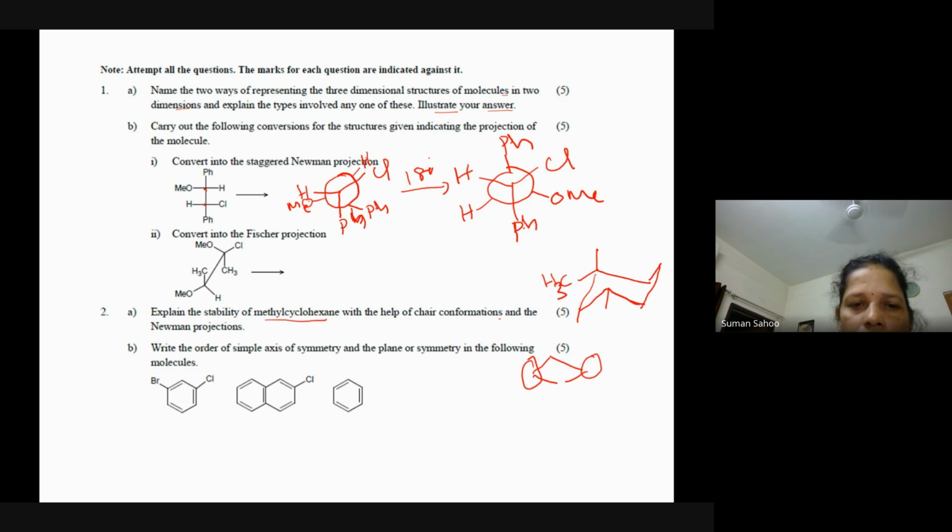Next, write the order of simple axis of symmetry and the plane of symmetry in the following molecules. In this molecule, there are many simple axes of symmetry. You can have C2 rotation, C6, C3, and many planes of symmetry. You have different symmetry, so this is a very symmetrical molecule. If you know, it has a D6h point group.